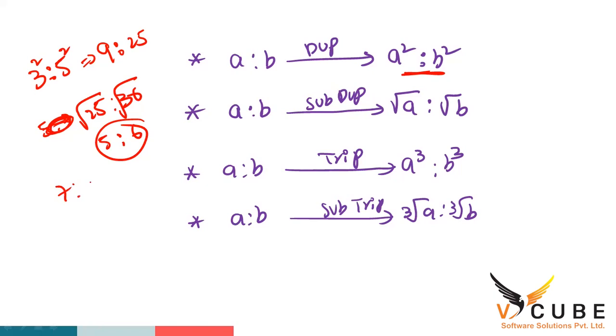For example, 7 is to 8. What is the triplicate ratio? What is the triplicate ratio formula? A cube is to B cube. 7 cube is how much, guys? 343. 8 cube is how much? 512.